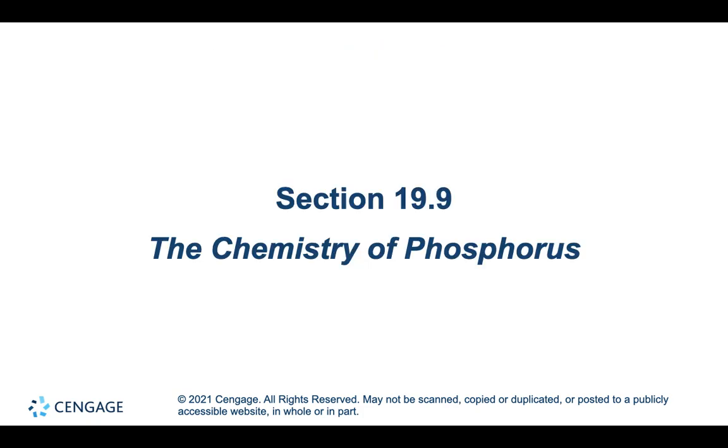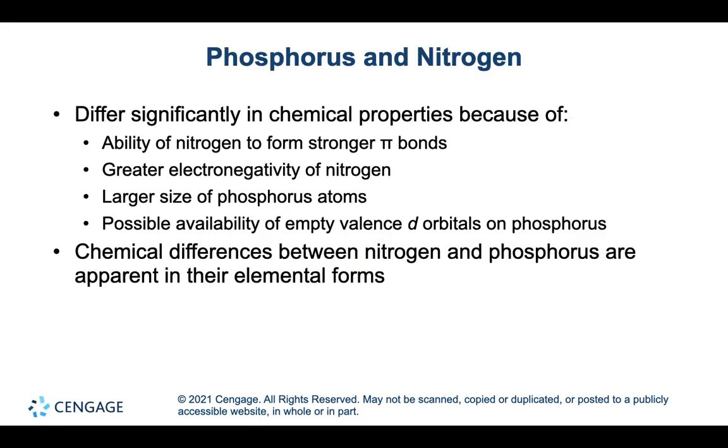Another element from this family, phosphorus. Nitrogen forms stronger pi bonds than phosphorus, and nitrogen has greater electronegativity and a smaller size, while phosphorus has lower electronegativity and a larger size, and phosphorus can use the d orbitals. This makes phosphorus and nitrogen have some differences in their properties.